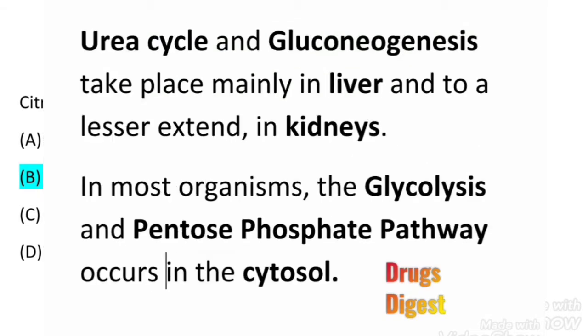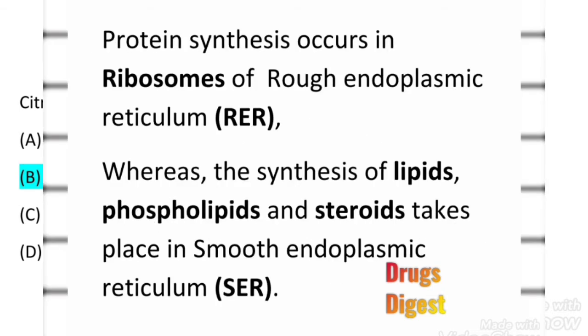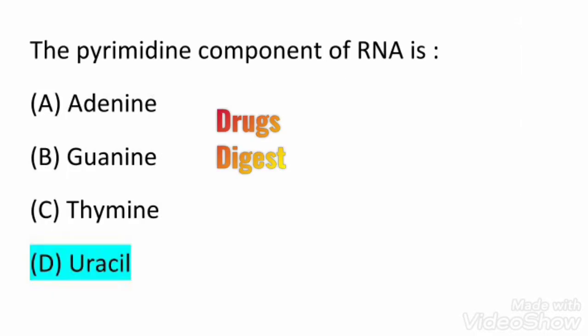Urea cycle and gluconeogenesis take place mainly in liver and to a lesser extent in kidneys. In most organisms, the glycolysis and pentose phosphate pathway occur in cytosol. Protein synthesis occurs in ribosomes of rough endoplasmic reticulum, whereas the synthesis of lipids, phospholipids and steroids take place in smooth endoplasmic reticulum.